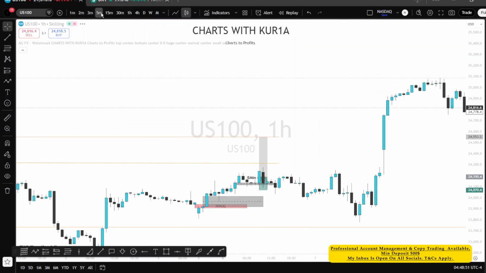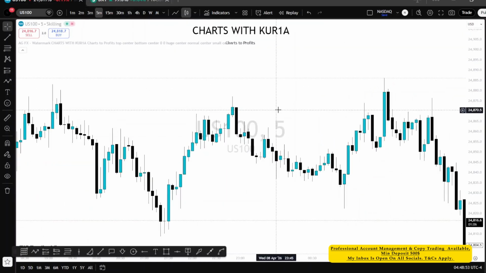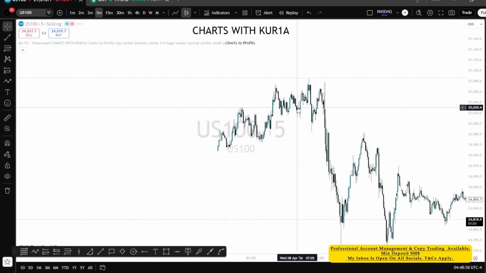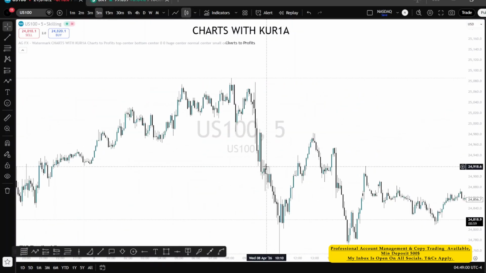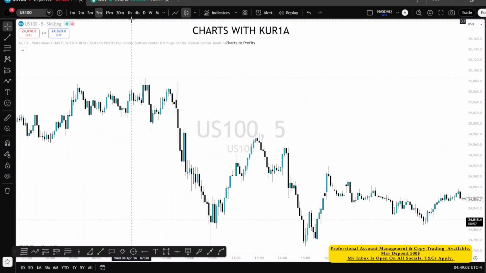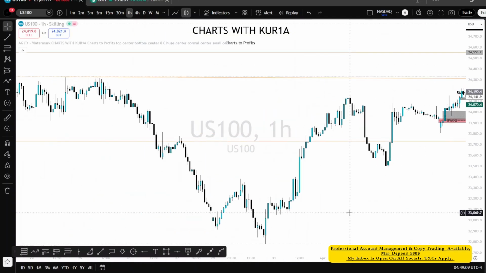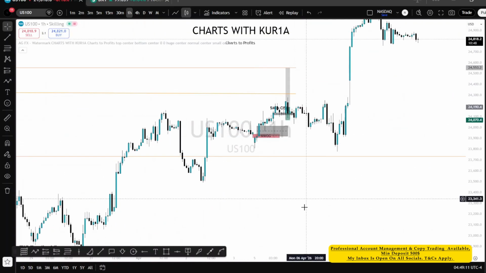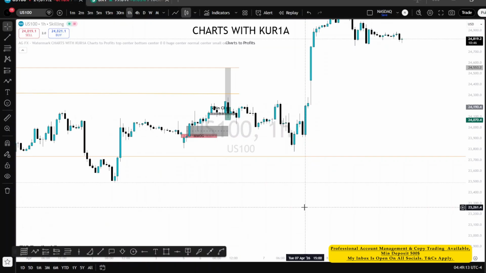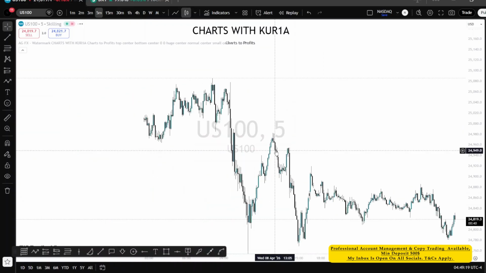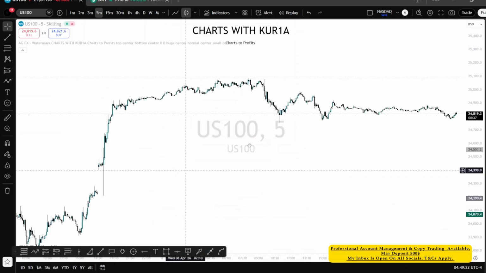Okay, so let's go back to my 5 minute chart and see what we had. Where is it? Okay, I just wanted to see if I had missed something on the 1 hour that I had just noticed, but it's okay.